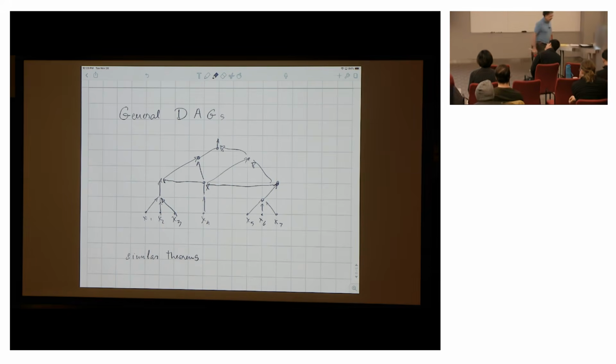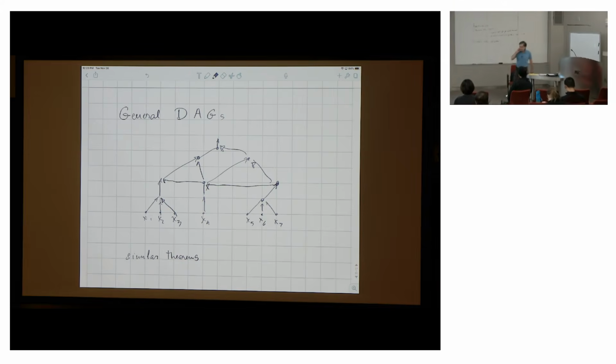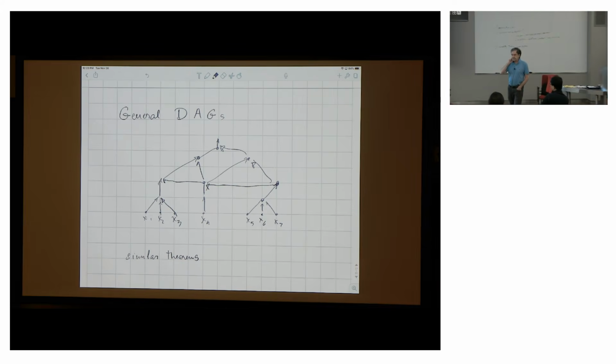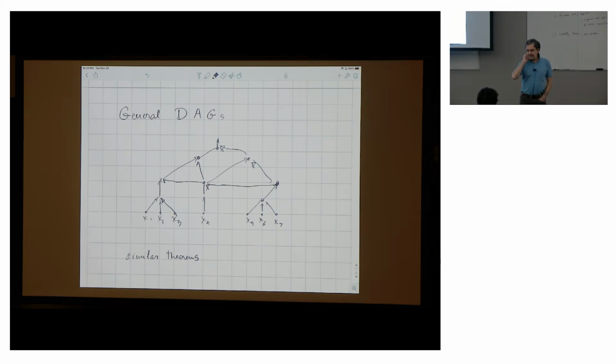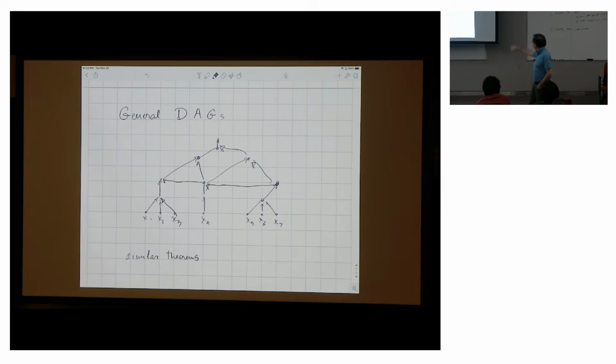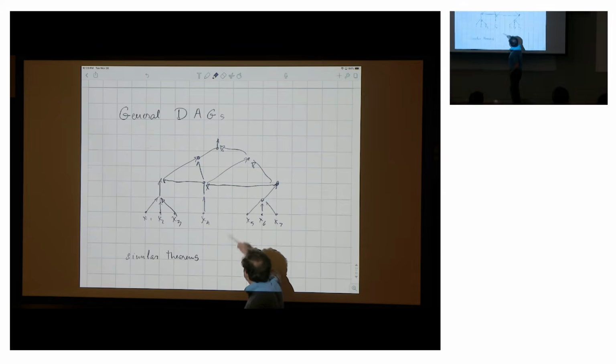For DAGs, you can't have the curse of dimensionality. Sorry? For this type of graphs, can we still have the curse of dimensionality? Yeah, it could be. It depends on the dimensionality of the inputs, for instance, how large that problem is, and how much you can exploit the fact that this overall function has a structure.